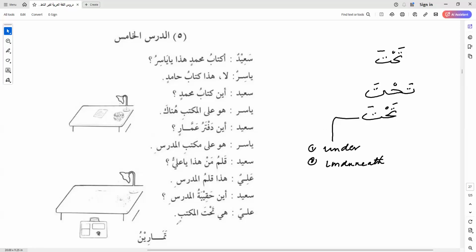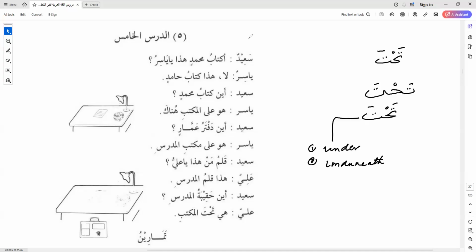Now, هي تحت المكتب. It is under the table. So that's also another usage of mudaf ilayhi. It's showing us where the thing is. So it's a positional thing.